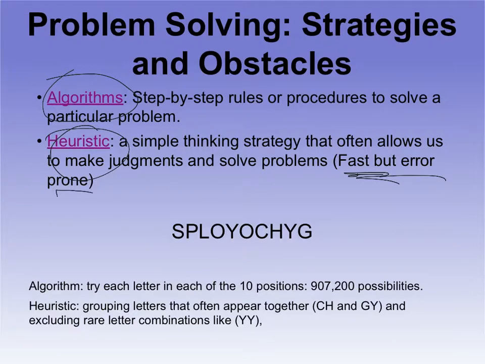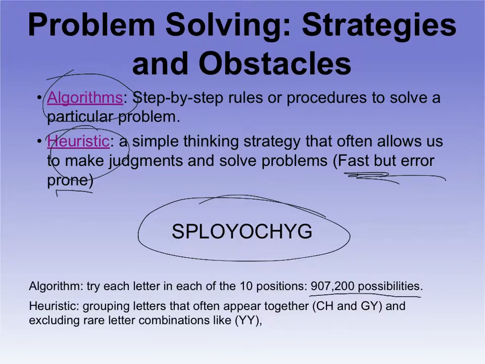You can make mistakes. So, trying to unscramble this word, which, by the way, if you haven't gotten it yet, the word is psychology. But let's say you didn't know that. There are different ways you could try to figure it out. If you want to use an algorithm, that would take forever. If you try each letter in each of the 10 positions, there are over 900,000 possibilities.